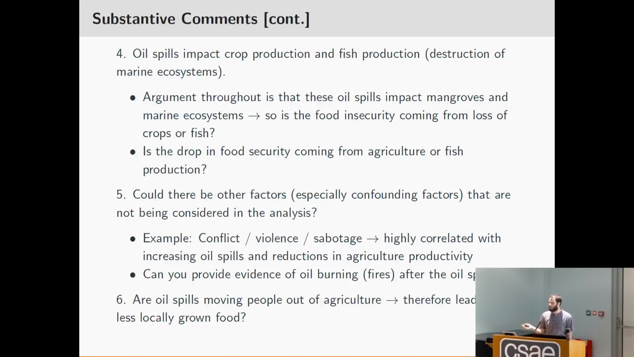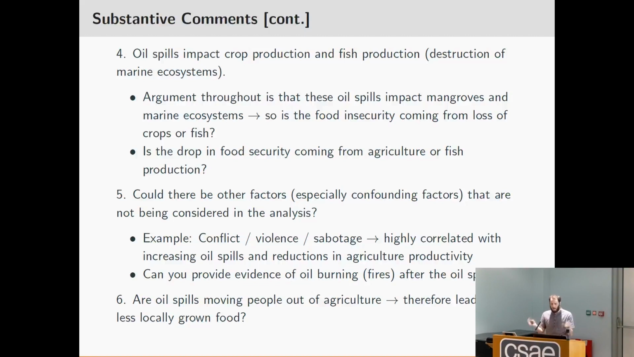So it wasn't clear to me where the food insecurity is coming from. Is this just coming from crop loss or fish die off, right? And I don't know if you could separate either of these. That would be really interesting. Like, okay, where's the food insecurity? Is it from marine ecosystems and fish production, or is it coming from crop production?